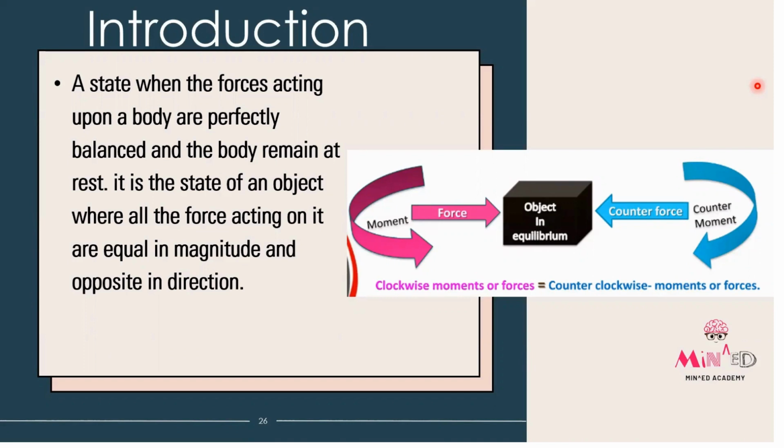Then what is equilibrium? Equilibrium is a state when the forces acting upon a body are perfectly balanced and the body segment is at rest. This is the object in equilibrium because moment of force is equal to counter force. So clockwise moment or forces will equal counterclockwise moment or forces. It is the state of an object where all the forces acting on it are equal in magnitude and opposite in direction.